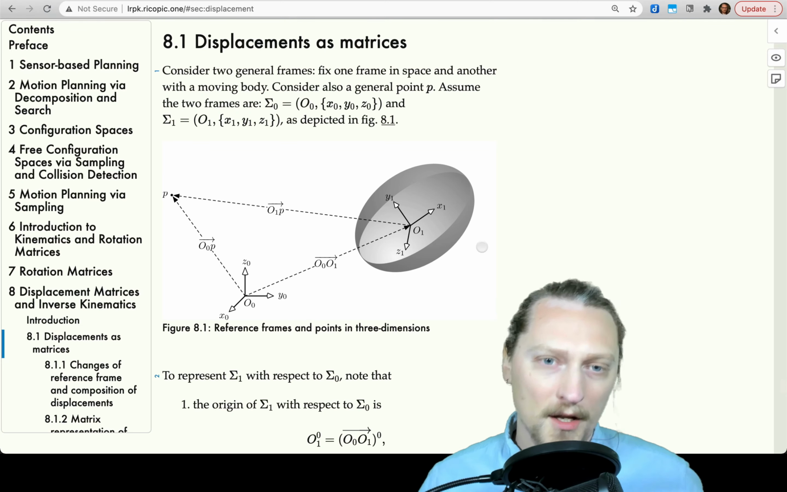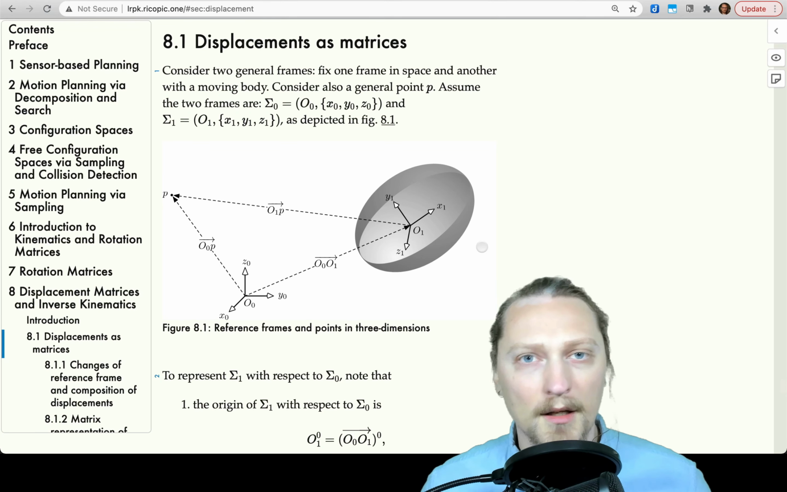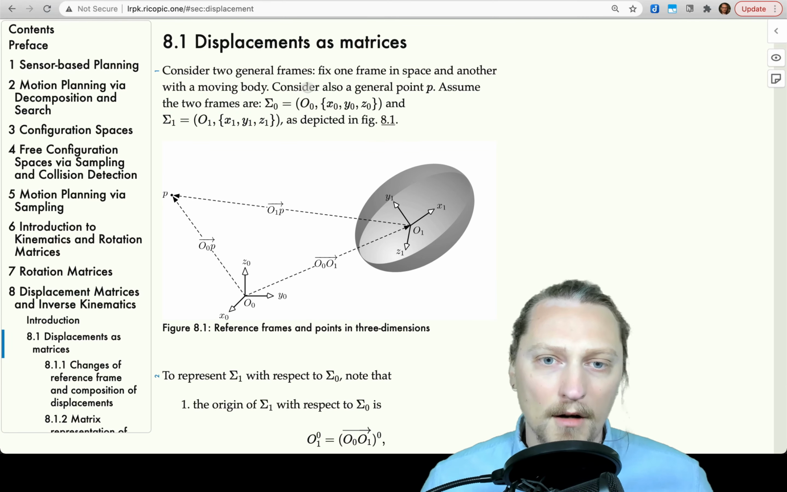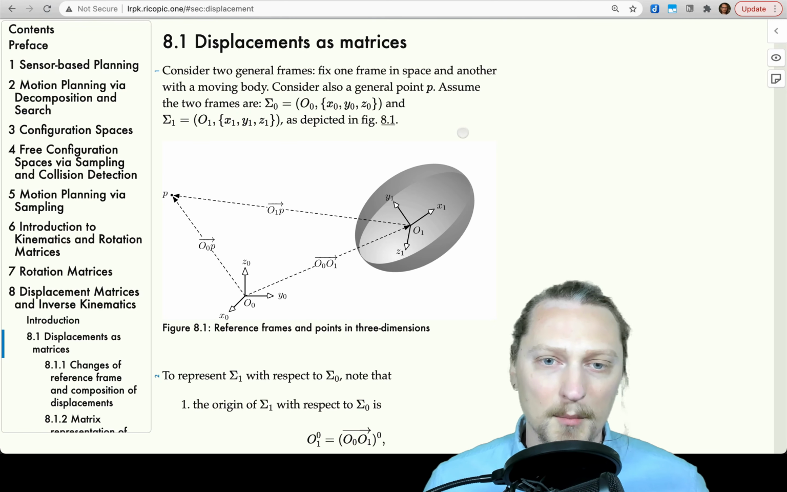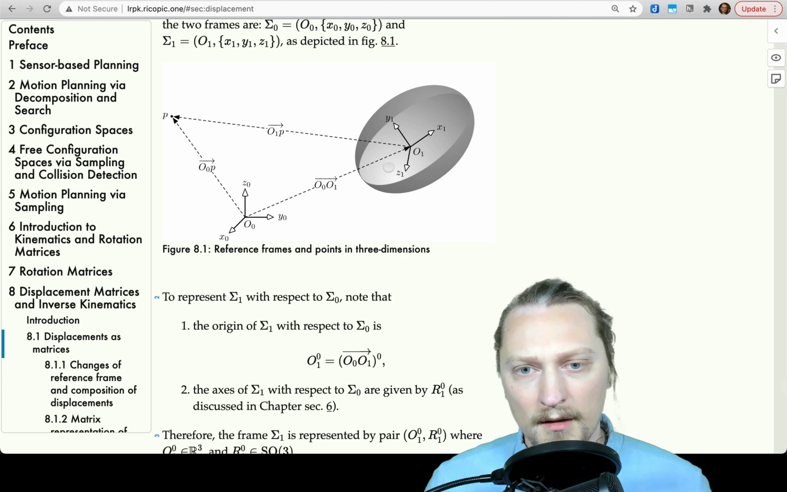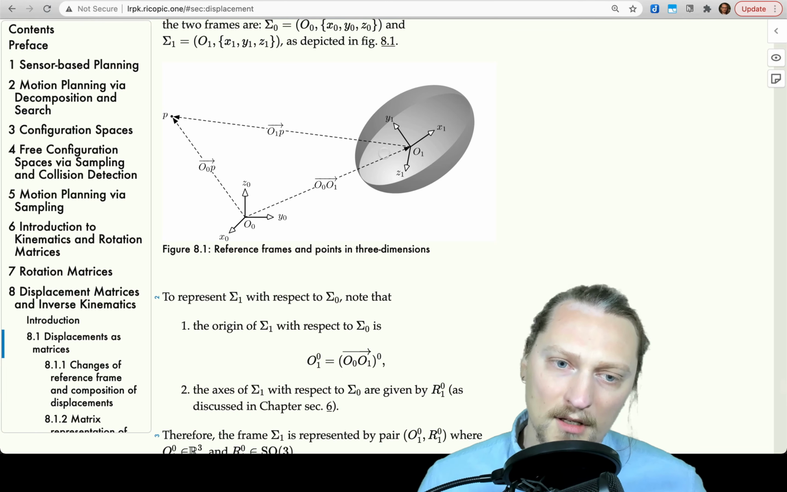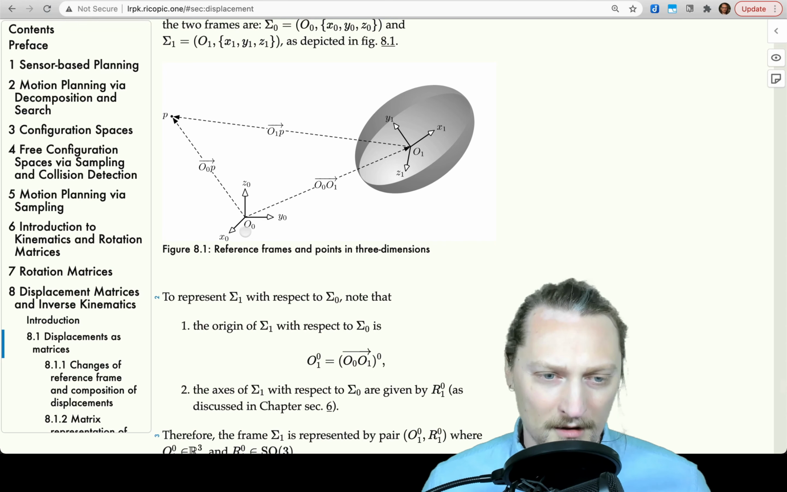Consider two general frames. Fix one frame in space and another with a moving body. Consider also a point P. Assume the two frames are sigma 0 and sigma 1 as depicted in the figure. So we've got a point P, we've got our body, we've got sigma 1 attached to the body, and we've got sigma 0 fixed in space. All right, let's jump in.